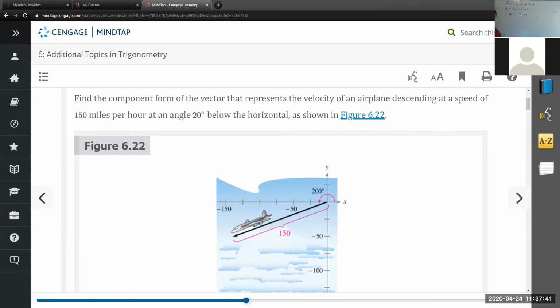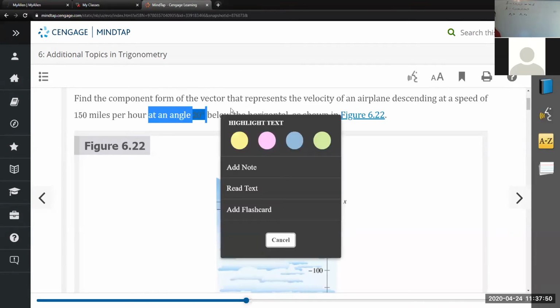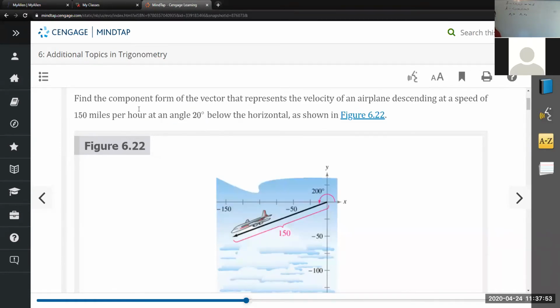So first off, only one of these four things looks like that. Which is it? Talking about the angle? The angle. So the only thing that is an angle is theta. So theta equals 200 degrees.